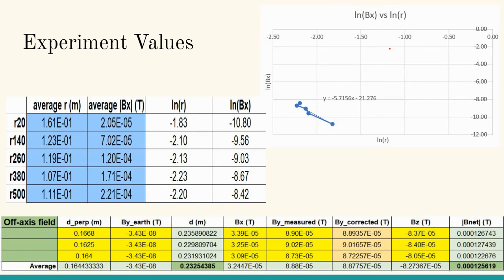For my experiment values, the important ones I decided to include were the average distance, the average x component of magnetic field, as well as the r and natural log component of both of those components, as well as the graph that shows that slope. And I also included my off-axis field measurement showing the perpendicular components measured.